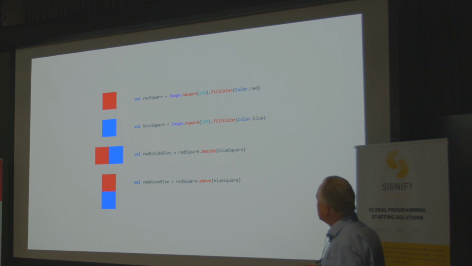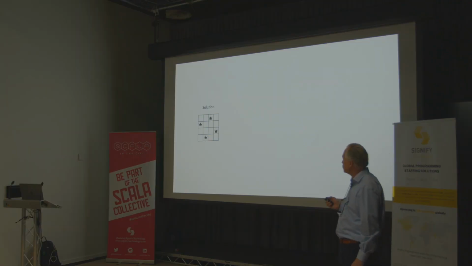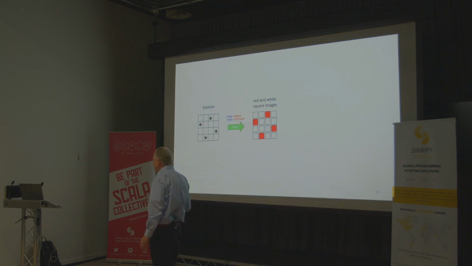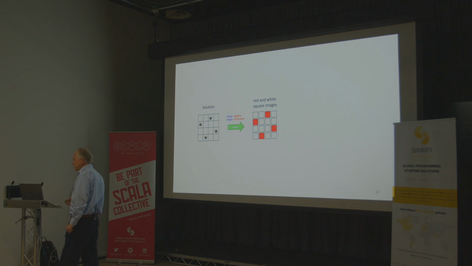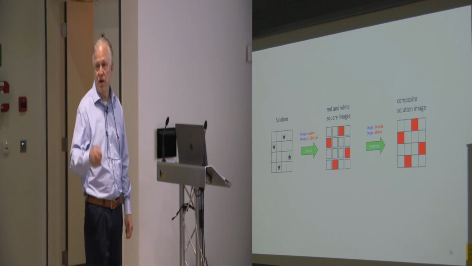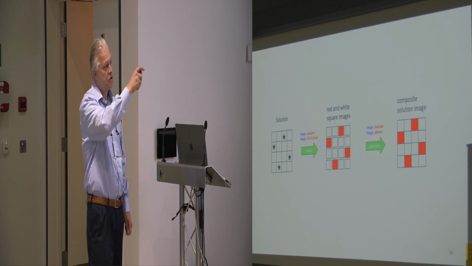So what we can do now is, if we have a solution, we can create a square image for each of the cells of the board, a white square for the empty cell, a red square for the populated cell, and then we can use the beside and above functions to stitch together all the images into a single image for the whole board.